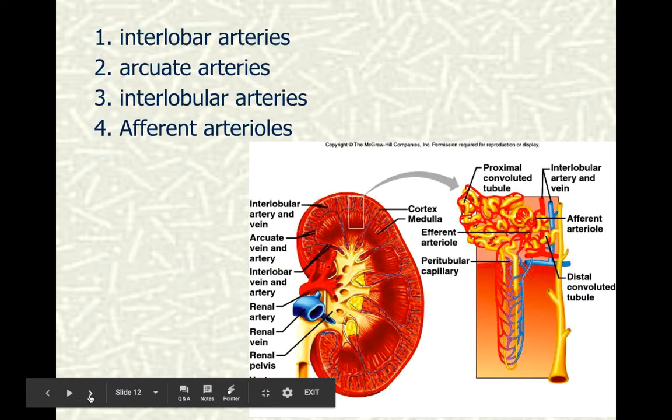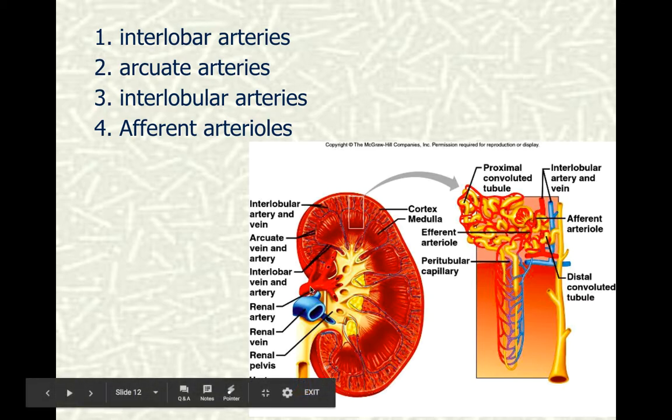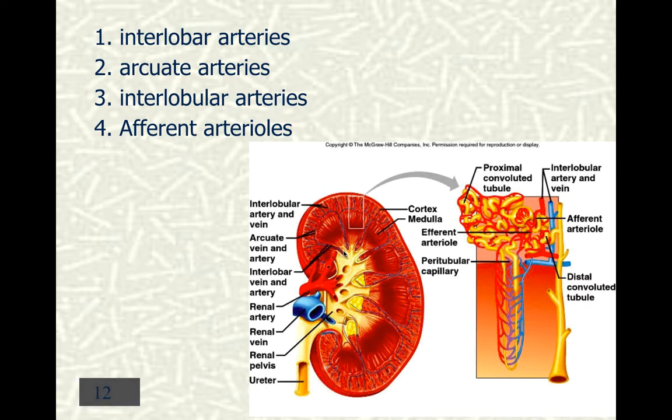The names of these are interlobar, arcuate, interlobular, and afferent. Okay, so as we come in here, this is my renal artery. As this first branches, as we run up a pyramid, that's my first branch, that's my interlobar. We're then going to branch across a pyramid, which is going to be our arcuate. And then we're going to run up along the cortex here, getting smaller into our interlobular.